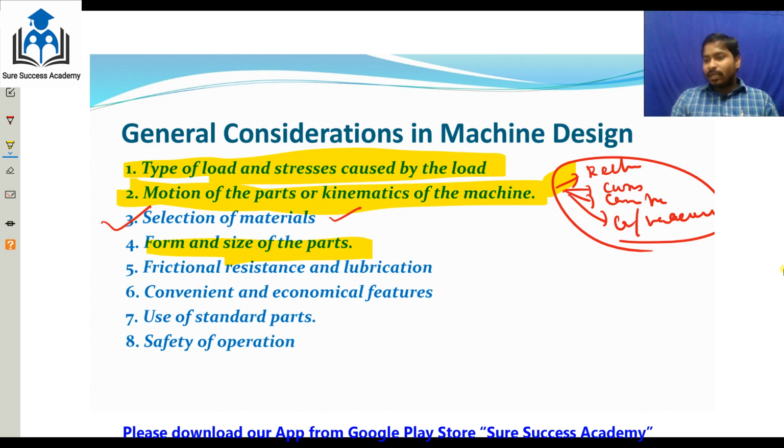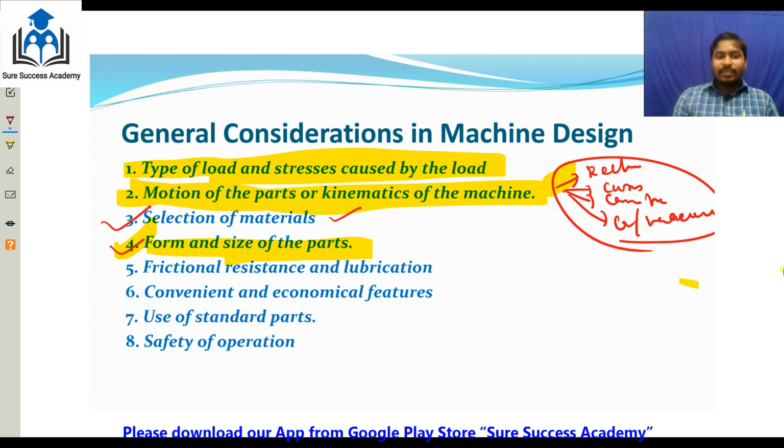And also, in order to design a machine part of the right form and size, it is necessary to know the force which the part must sustain. You have to see which part is of smaller size, and based on this, it is important to anticipate any suddenly applied or impact load which may cause failure. The form and size of the part is important.